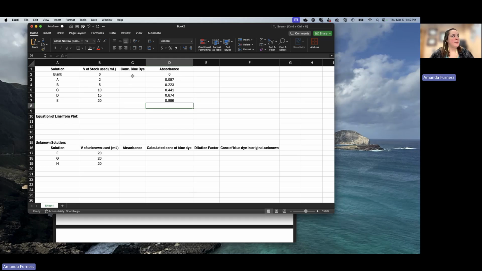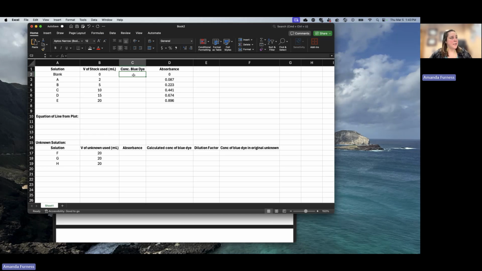All right, to determine the concentration of the blue dye in the lab, if we think about this from a chemical perspective, what did we do? We took a stock concentration, we took a specific volume of that, and we diluted it to a new volume. So this should be a dilution problem. Dilution problems, if we remember, we use M1V1 equals M2V2 or C1V1 equals C2V2, depending on how your instructor presented it to you. So I teach it as M1V1 equals M2V2.